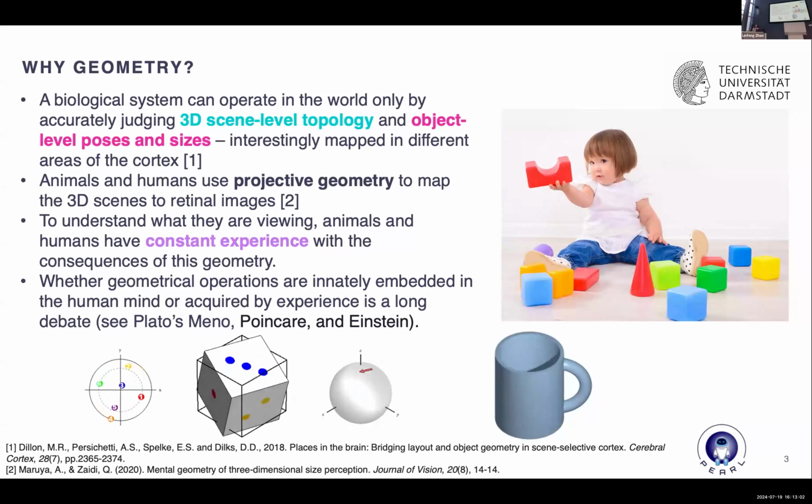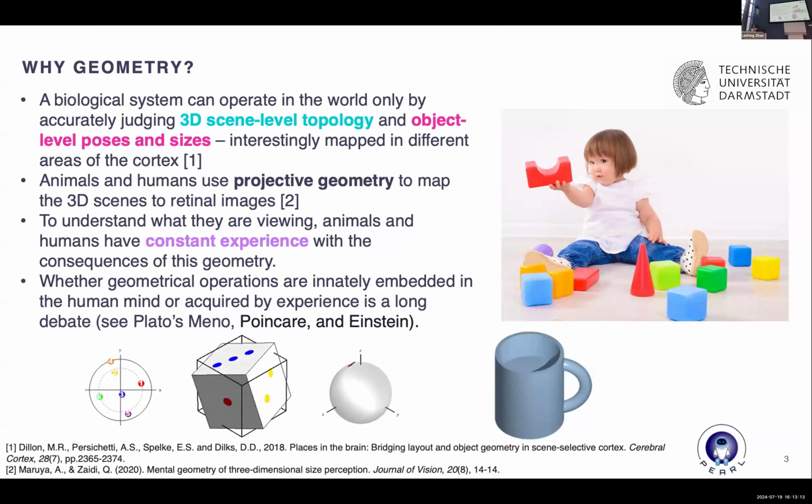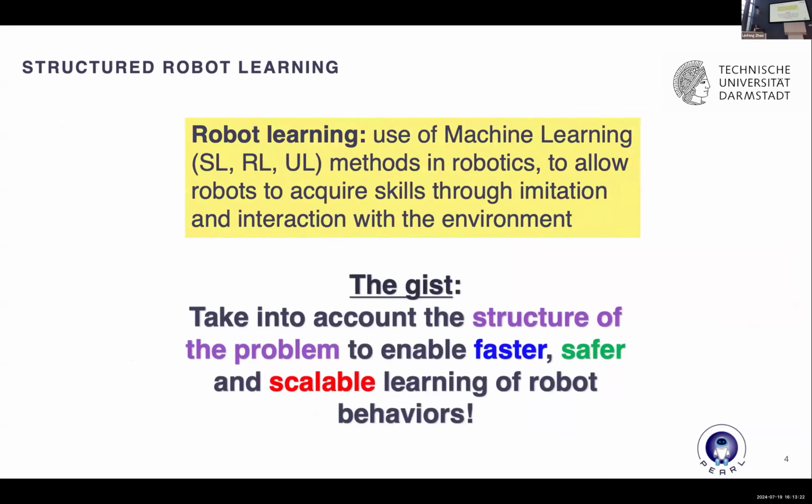So we make the hypothesis, I think also in this workshop, that if we build in specific geometric and structural inductive biases, we can have more efficient and more generalizable learning. And this is exactly the premise that I like to work on, what I call structured robot learning. Well, we know what robot learning is, but I strongly believe that if we deploy the structure of the problem, geometry and physics, we can enable faster, safer, and more scalable learning of robot behaviors.